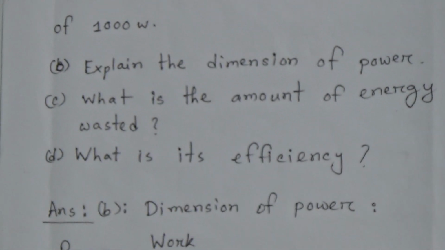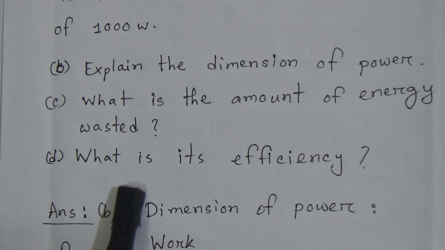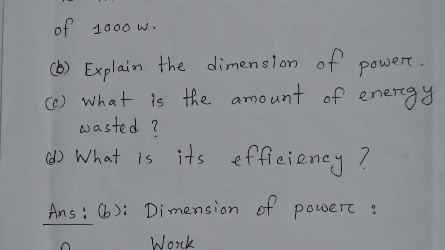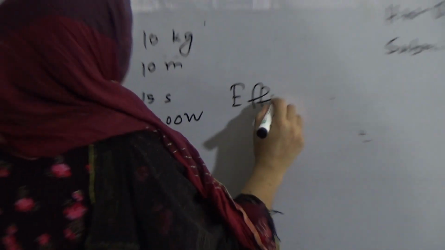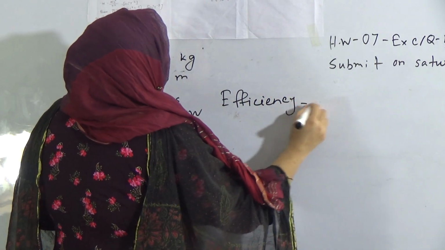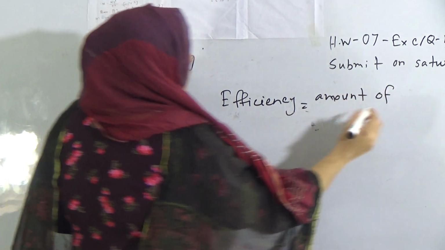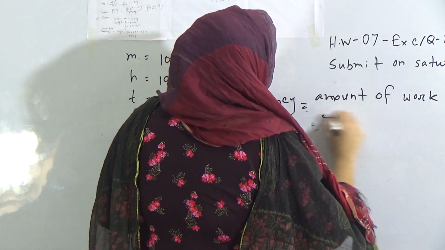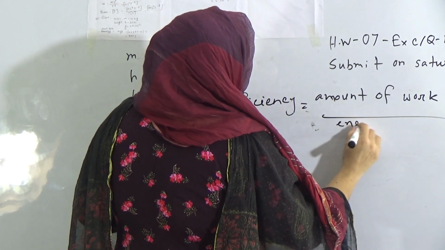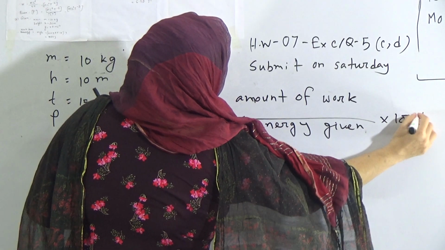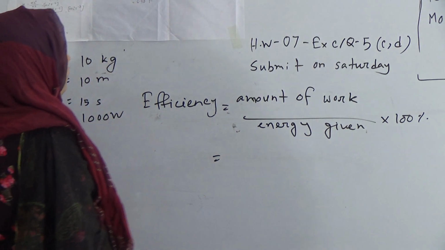Question number D is: what is its efficiency? So we have to find out that object's efficiency, and first of all, we know the formula of efficiency: efficiency equals amount of work divided by energy given into 100%.